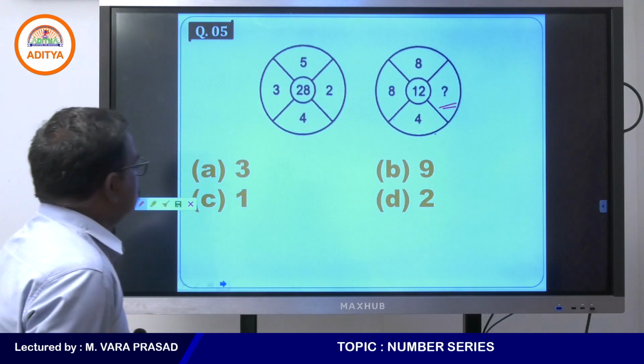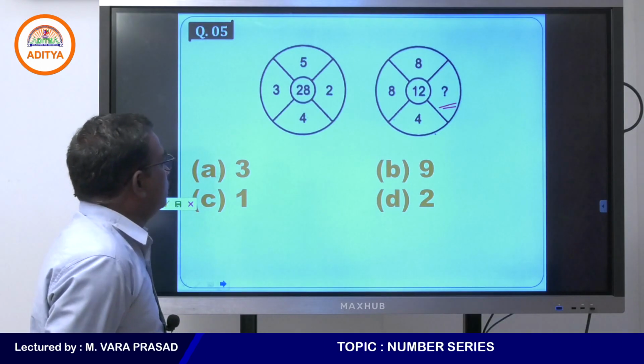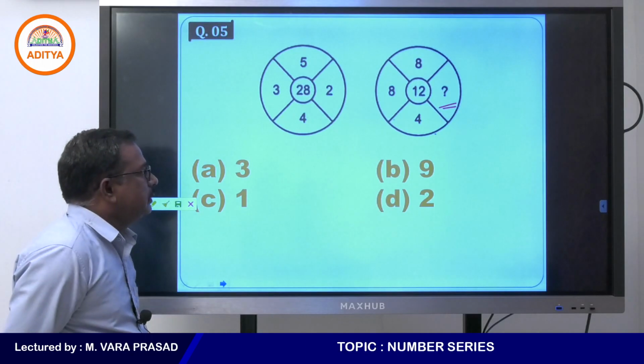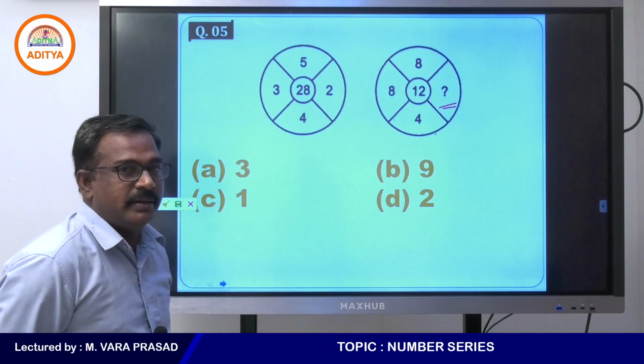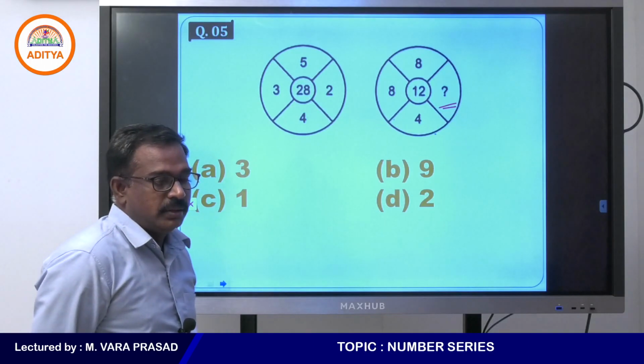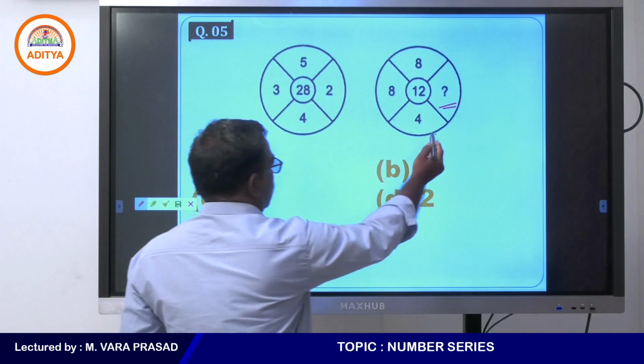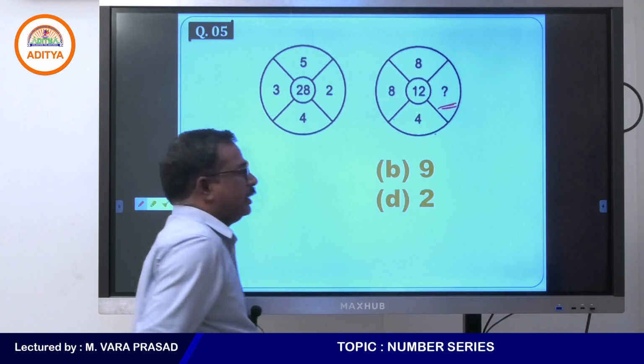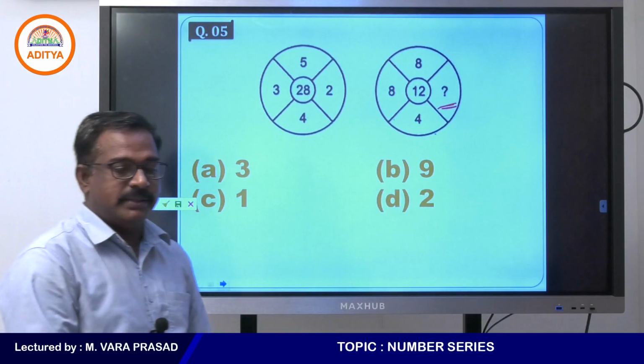Right? Now 4, 3, 2 and in the circle there is 28 given, and here 4, 8, 8, 12 is there. So what will you get in the place of the question mark? Try to get the answer, you can discuss for a few seconds.